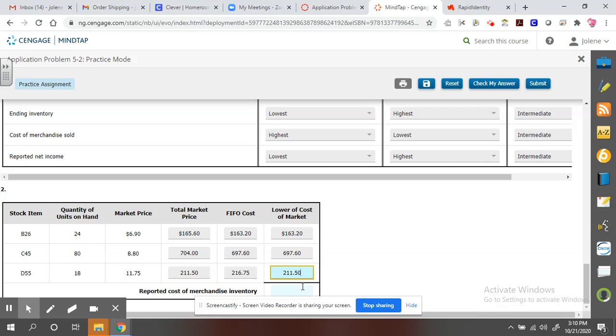So to find out what the total inventory is, I have to total this column. 163.20 plus 697.60 plus 211.50. $1,072.30.